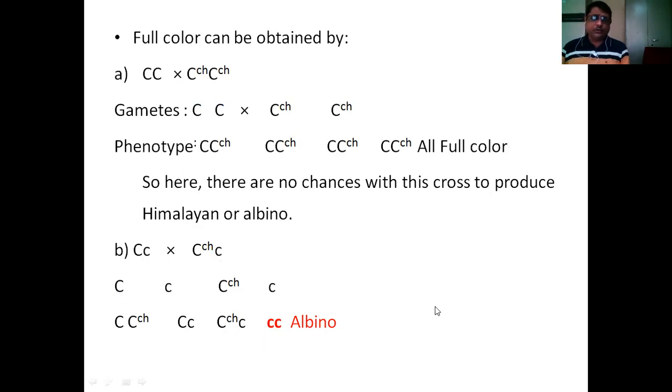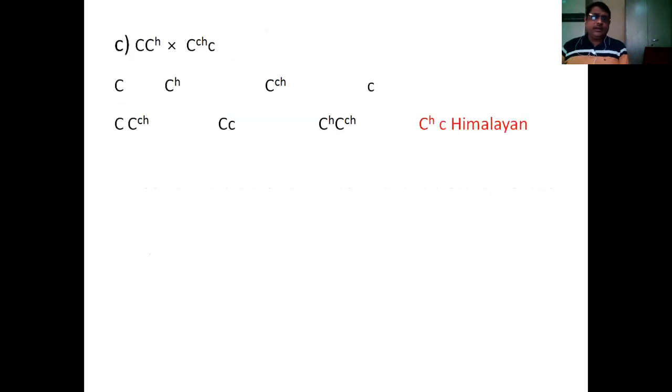So the possibility of getting the albino is there when there is a heterozygous condition in the parents, as far as the genotypes are concerned. Similarly, if we want the Himalaya type of progeny, here we have taken the genotype CCH crossed with CCH and c, and we can get this Himalaya progeny. So these are our logical examples.